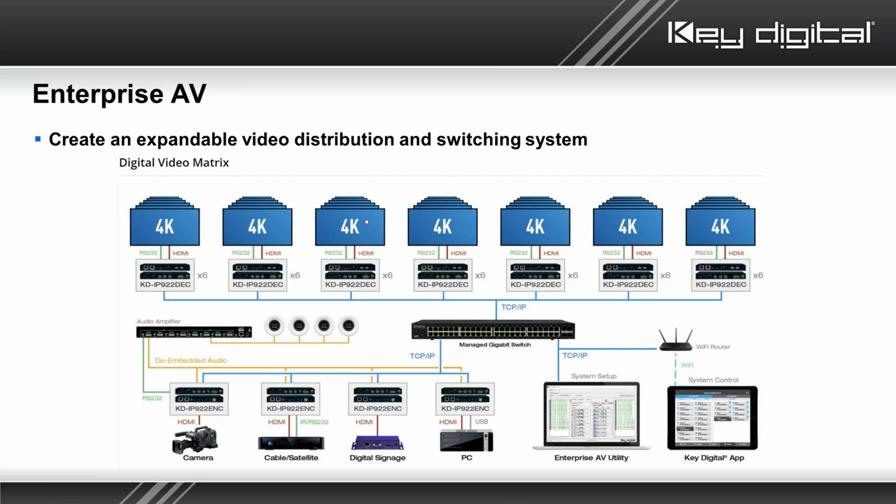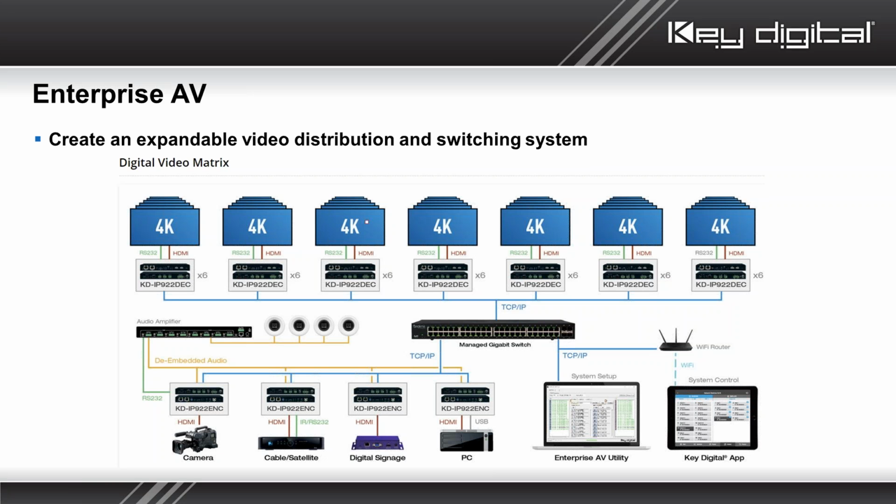Why is HD over IP such a hot topic at this point in the industry? Well, I think number one is flexibility. Enterprise AV and HD over IP allow you to create an expandable system using an encoder or a decoder per source or display. Every video source gets an encoder. Every video display gets a decoder.